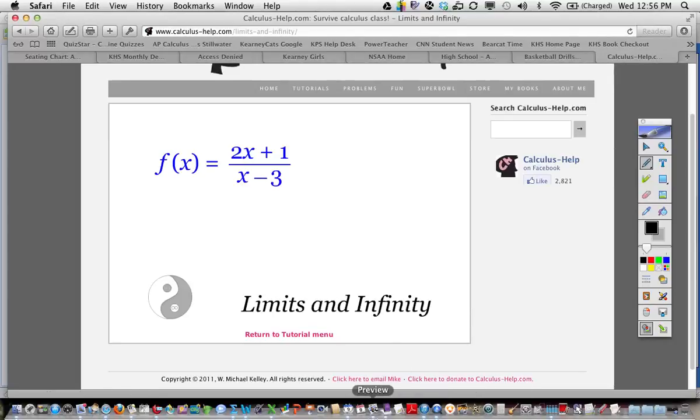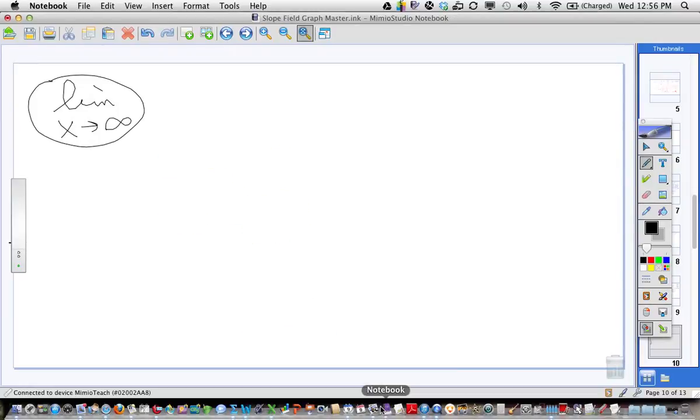We'll just let that run. All right, so horizontal asymptote. So when you say the limit as x approaches infinity, now this is different. Before it was x approaches a number. Infinity is not a number. So what you notice is x approaching infinity means that x gets really big. Well, on a graph, when x gets really big, we're talking about way out to the right.